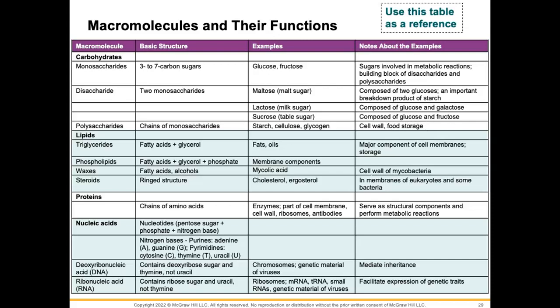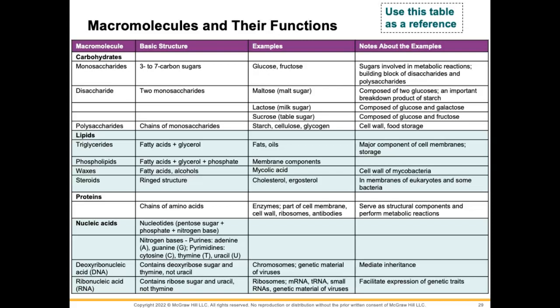Lipids are the major component of cell membranes. Phospholipids, also you should know that they are the major component of the cell membranes. Triglycerides, fatty acids, the whole 9 yards there. The waxes, when we talk about waxes later on, they make up part of the cell wall in mycobacteria, which is a type of bacteria. Steroids are in membranes of eukaryotes and some bacteria.